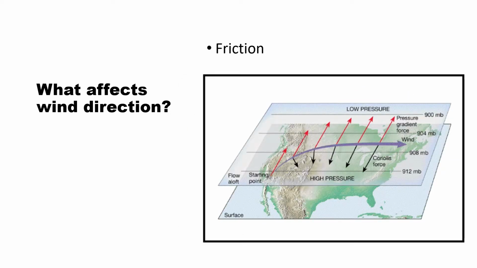Friction also affects wind direction, but is only present close to the ground. Friction impacts and reduces the Coriolis force. Near the surface, wind direction won't be parallel to the isobars. It always acts in the opposite direction, which slows down the wind.